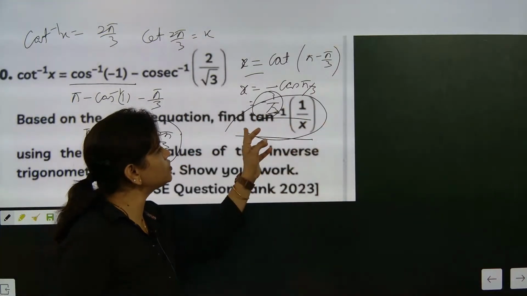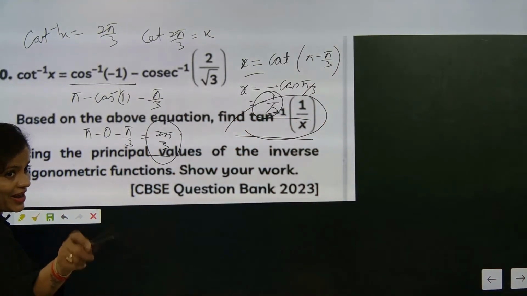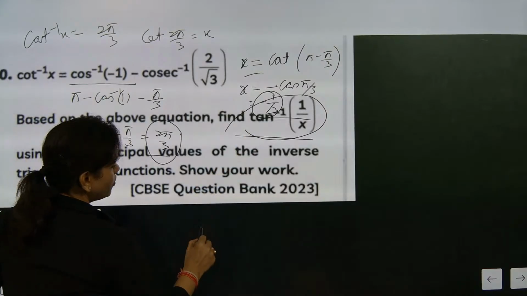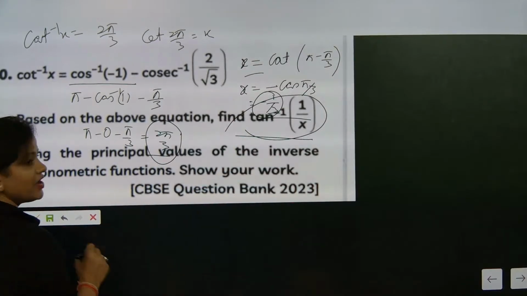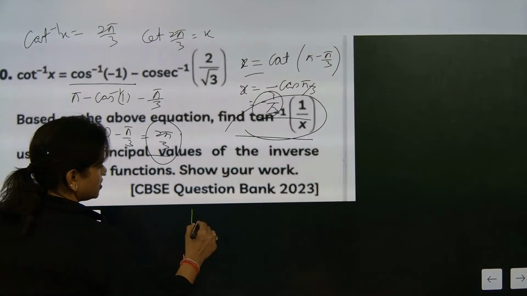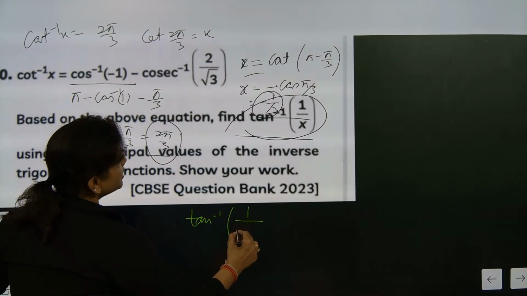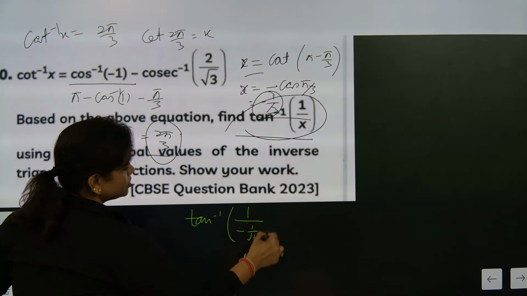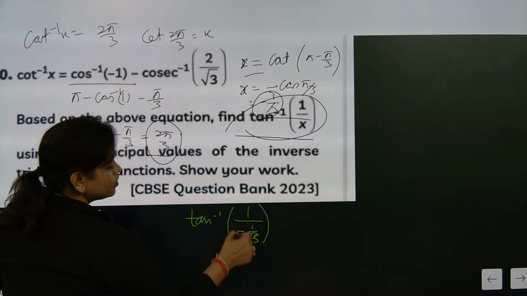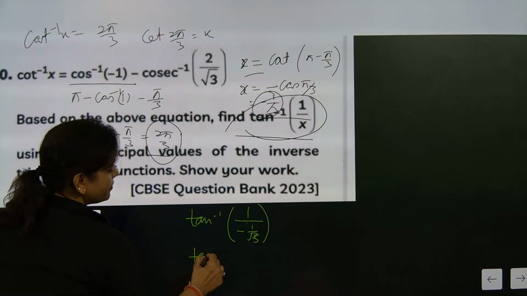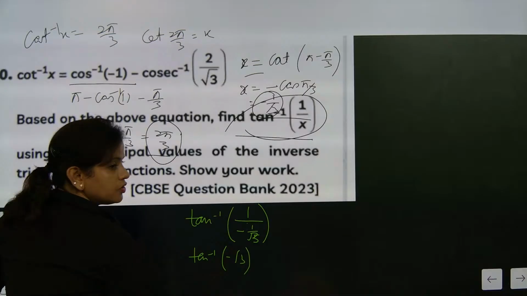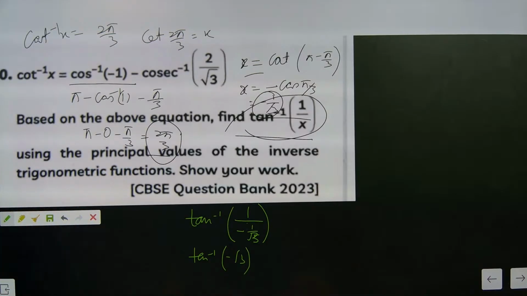So tan inverse 1 by x. So beta, when x value is coming as minus 1 by root 3, then what will the tan inverse part become? Tan inverse 1 by, here it is minus 1 by root 3. So minus 1 by root 3 will go up. It will become tan inverse minus root 3. Correct? Tan inverse minus root 3.